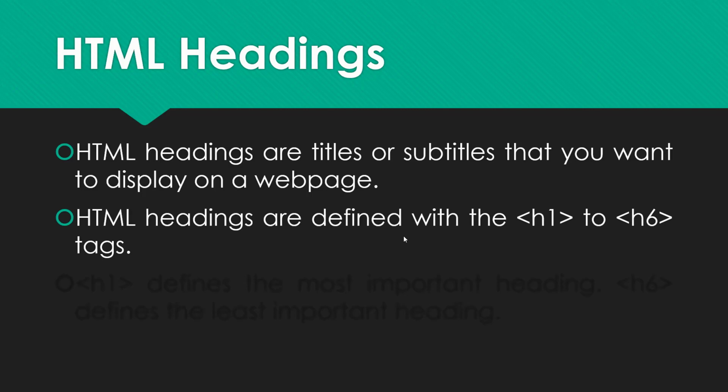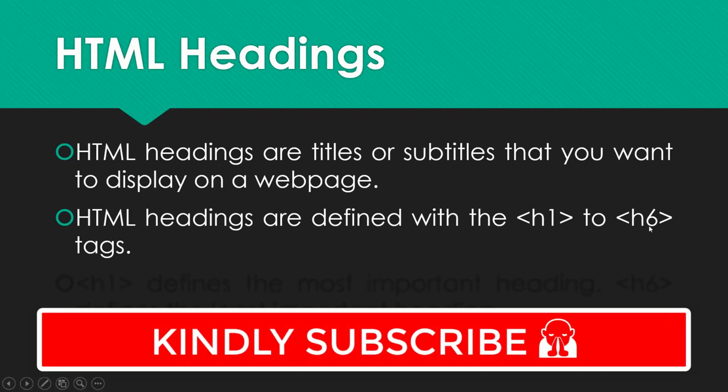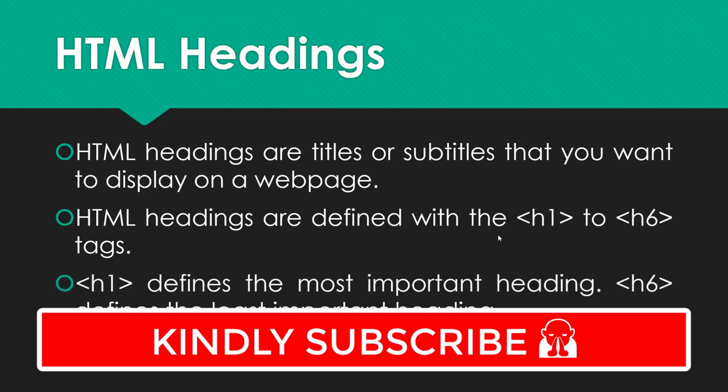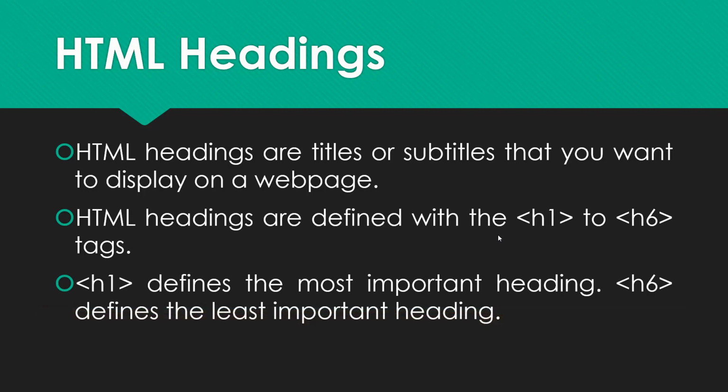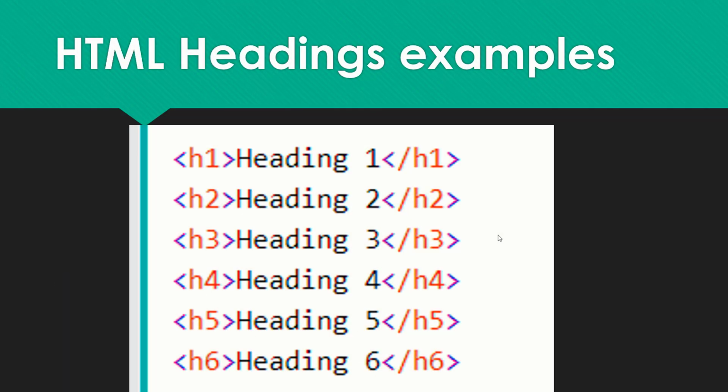HTML headings are defined with H1 tags up to H6 tags. So we have tags which begin from H1 up to H6. The H1 tag defines the most important heading, and then the H6 tag defines the least important heading. As the headings go from H1, H2, H3, the importance decreases. For example, we have H1, H2, H3, H4.